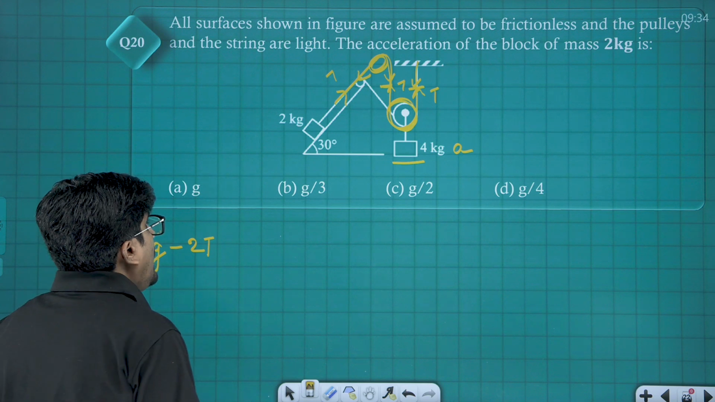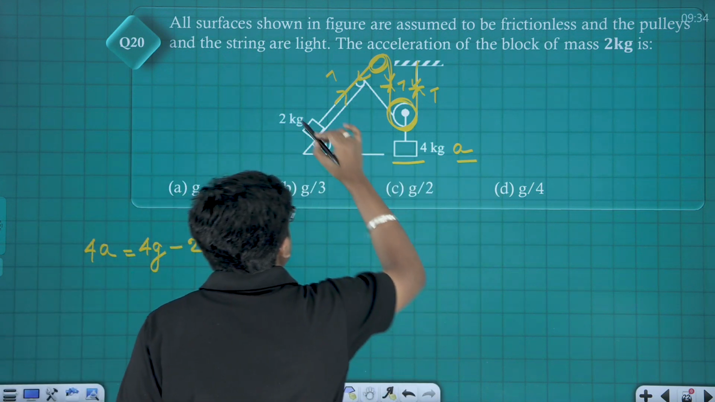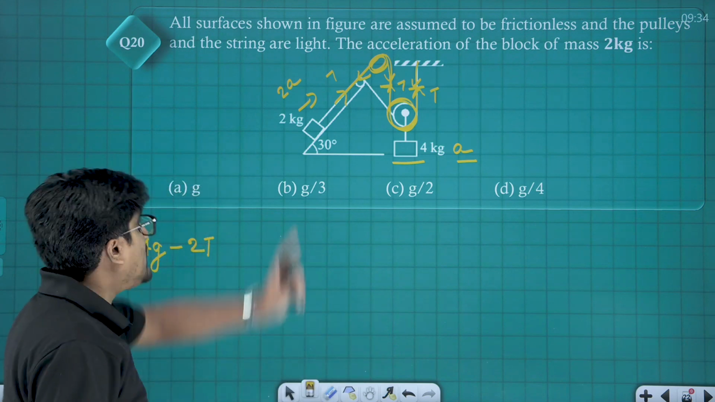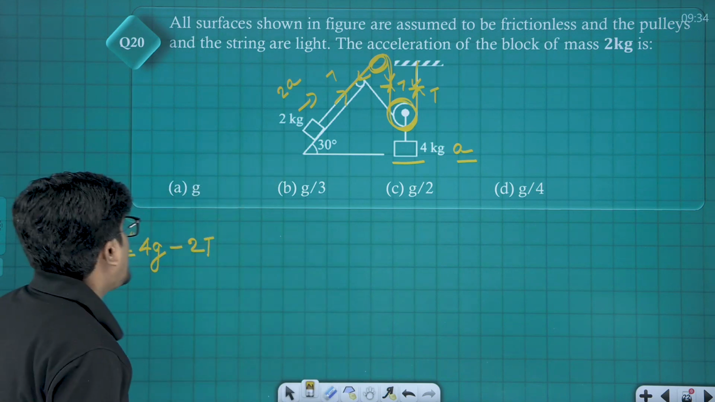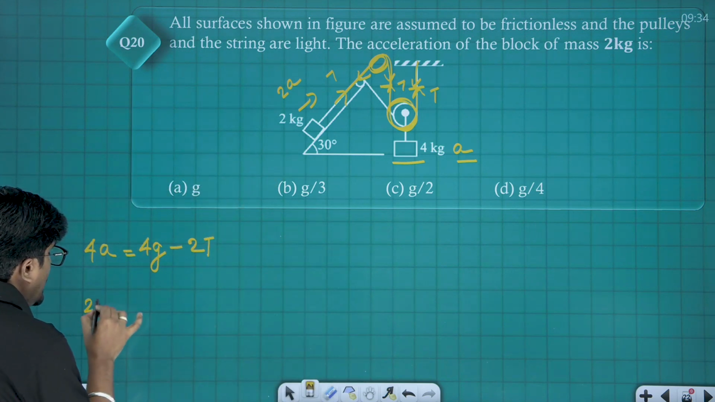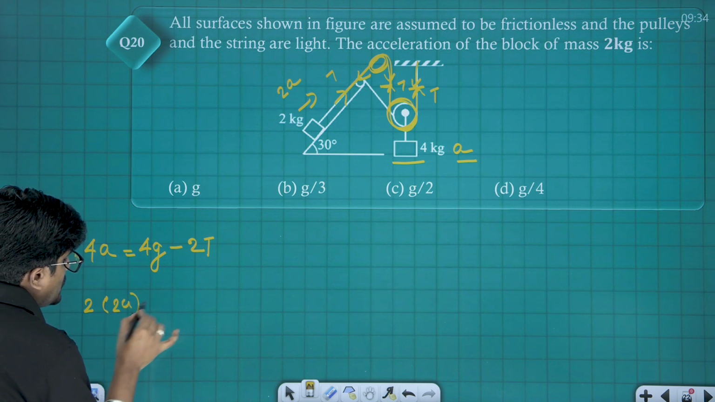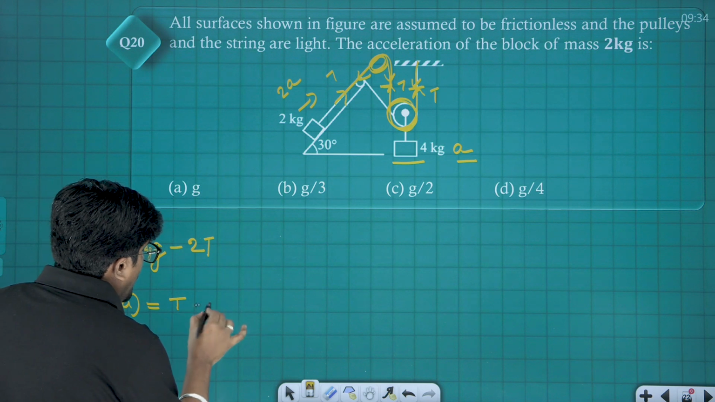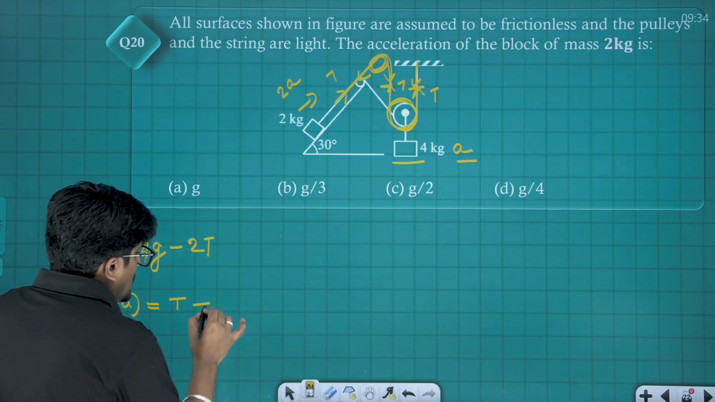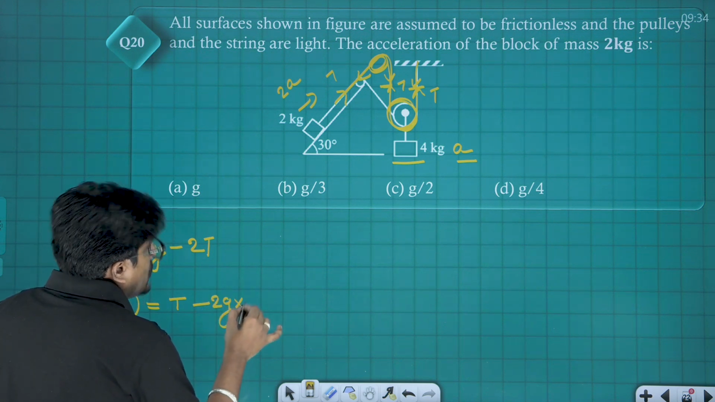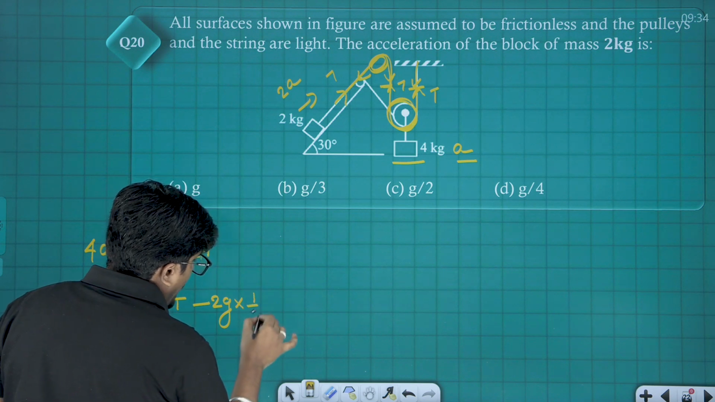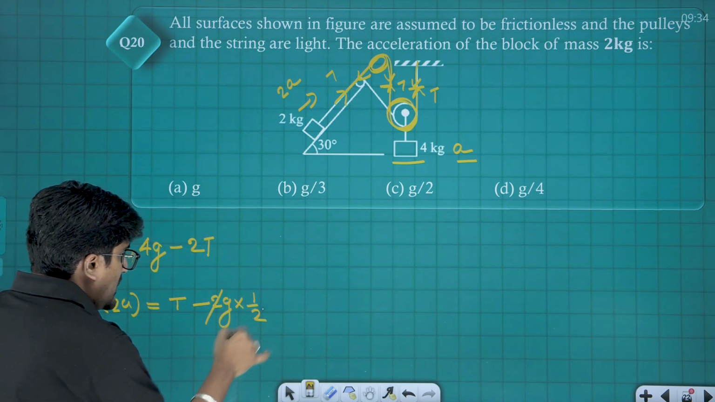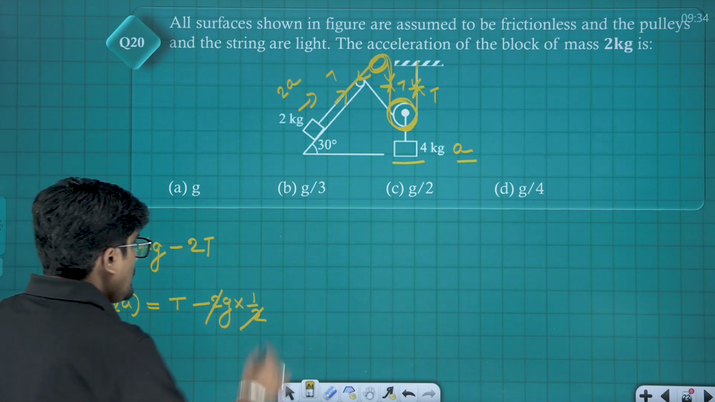Alright. And if here this acceleration is a, definitely for this one acceleration is going to be 2 times a. So if I write the equation for 2 kg mass, I can say 2 kg mass into the net acceleration, that is 2 times a in the upward direction, that is equal to T acting upward minus 2 times g into sine 30. Sine 30 is 1 by 2 acting downward. So these are the two standard equations that I do have.